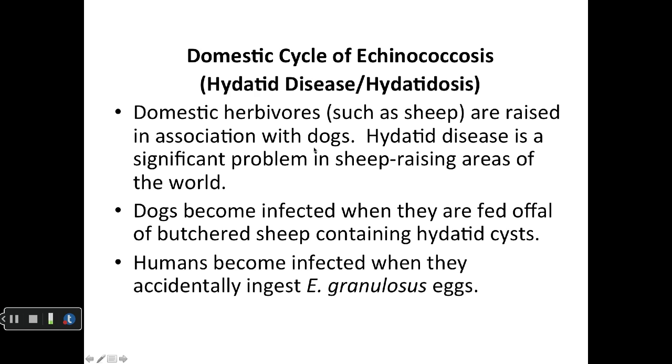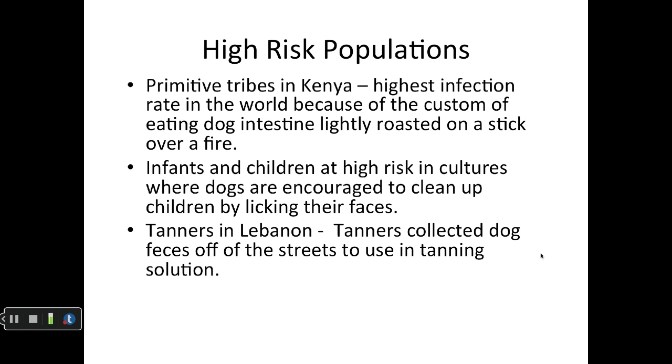The domestic cycle of echinococcosis is well known and typically involves, as I mentioned earlier, sheep and sheep herders. So domestic herbivores like sheep and goats raised in association with dogs, and the cultural habit of butchering the sheep and goats and feeding the dog the organs, the offal as it's called, that can contain hydatid cyst. That's how the dogs get infected. And then, of course, humans become infected when they accidentally ingest the eggs by handling a dog, by being around the dog, and being around dog feces.